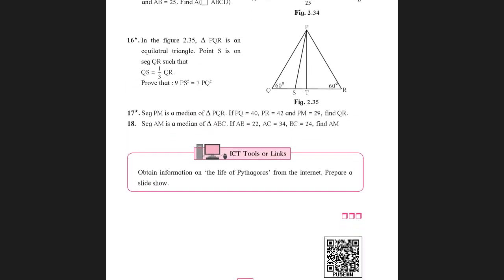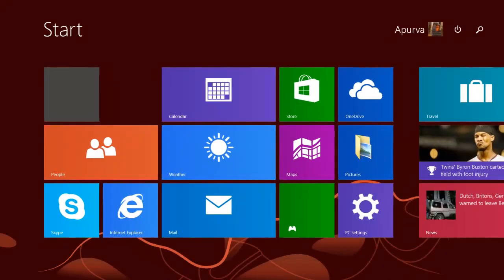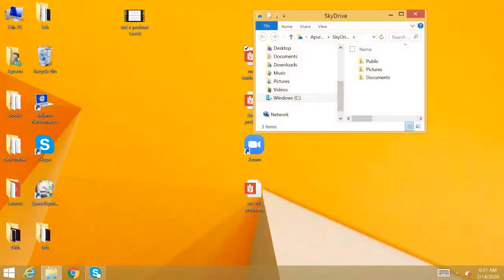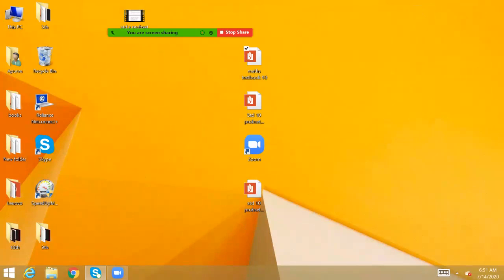So the lesson Pythagoras theorem is done. We finished with the problem set, children. Try out all the questions. I hope you're solving all the sums as I'm doing it here. So complete all this and see that your books are complete and you have understood all the sums that you're doing. Okay, thank you.